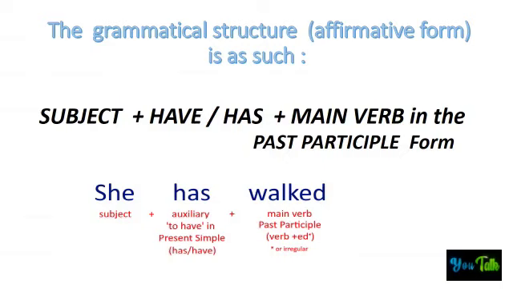Let us start with the grammatical structure of the sentence in the affirmative form. It is as such. We have the subject plus have or has plus the main verb in the past participle form. For example, she has walked. She being the subject, has the auxiliary verb or helping verb to have in present simple, and walked the main verb in the past participle form.